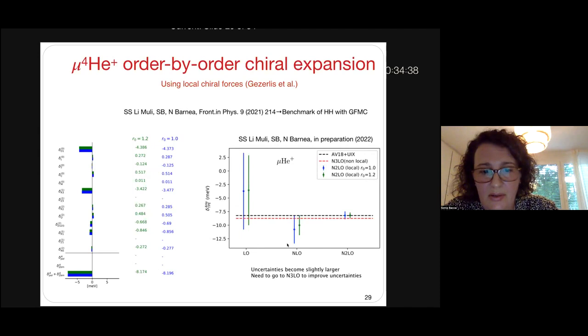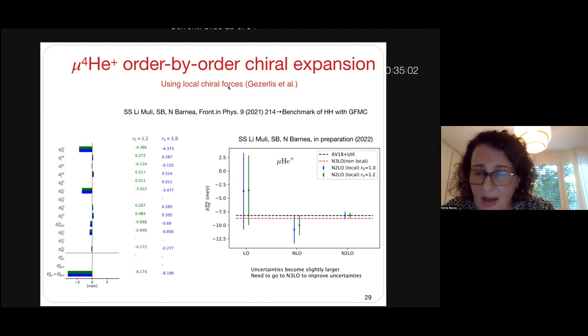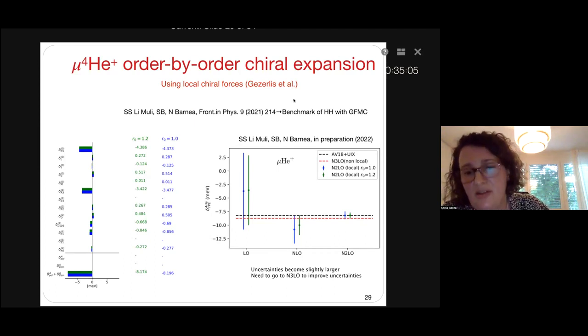So in the first calculation of the helium-4, we were just using 2 potential models. And now we would like to use more. In particular, we did here an order by order chiral expansion. And the person in charge of this is Simone, a student who did this very nice calculation using the chiral forces from Gezerlis et al. So they are local and they come at leading order, next to leading order, next to next to leading order.